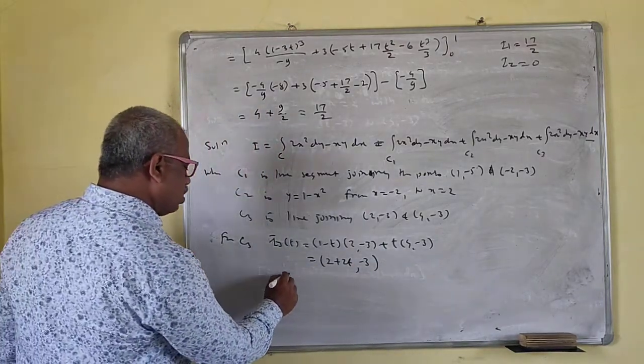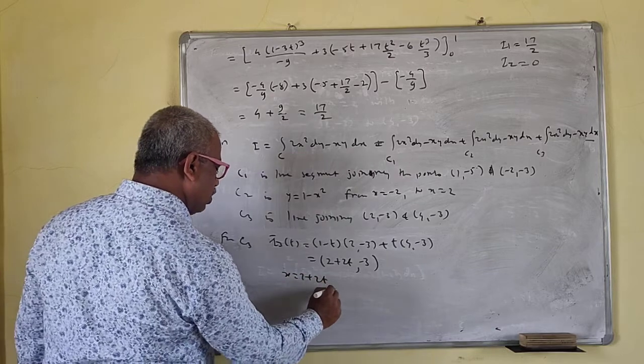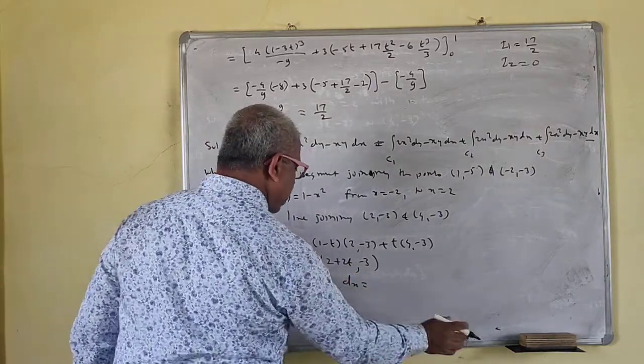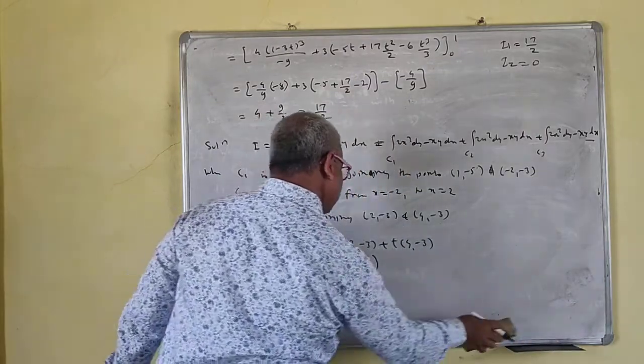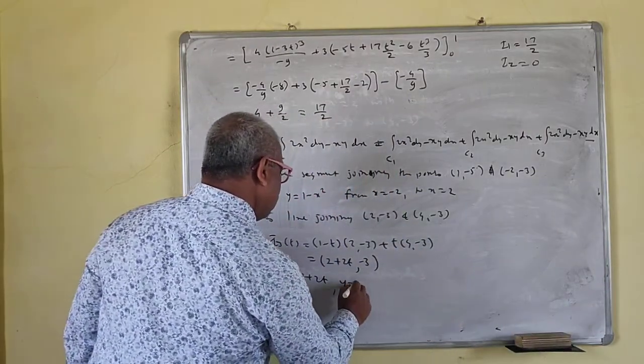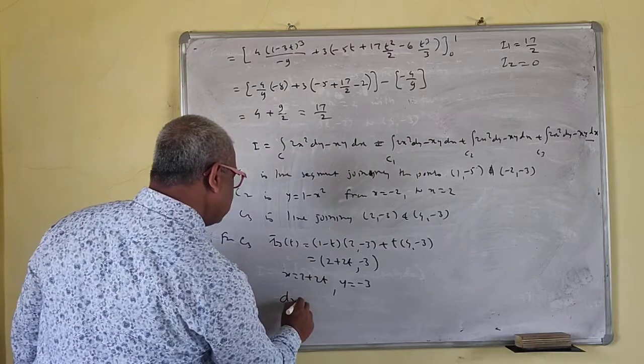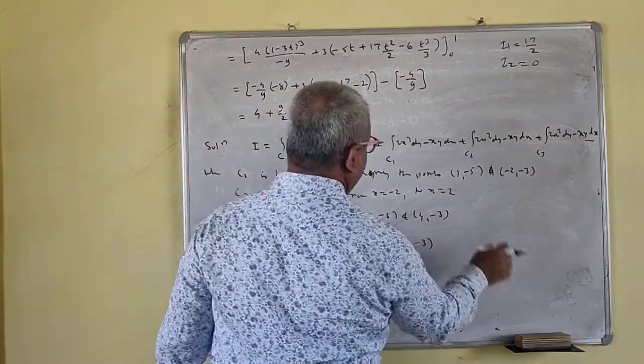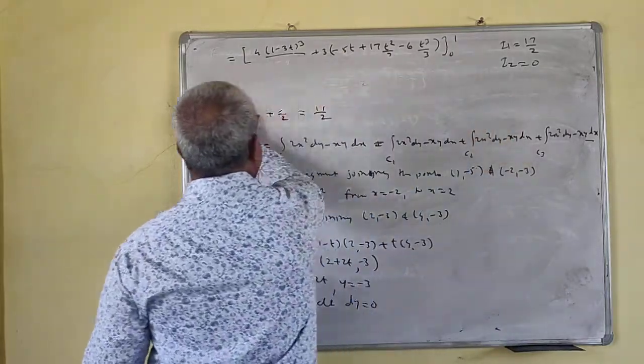So your x is equal to 2 plus 2t. Here y is minus 3. So your dx is 2 dt and your dy is 0. So this is your I3 then.